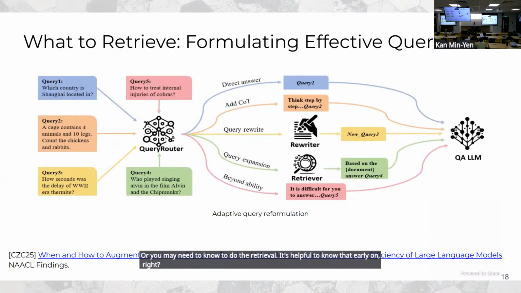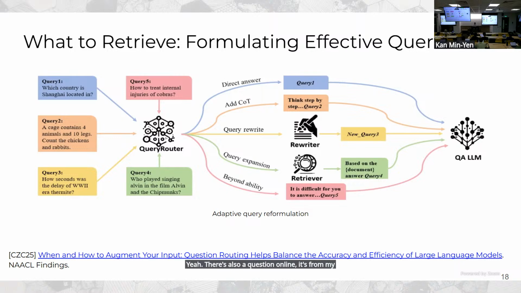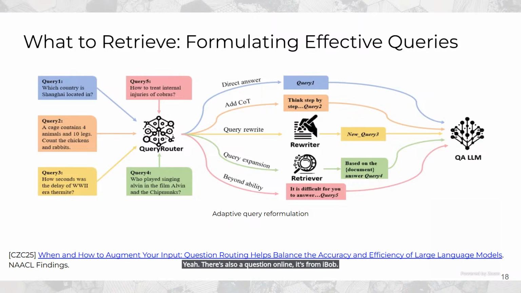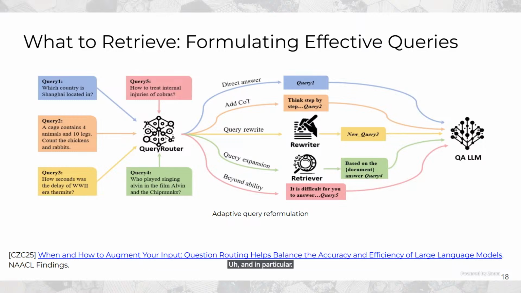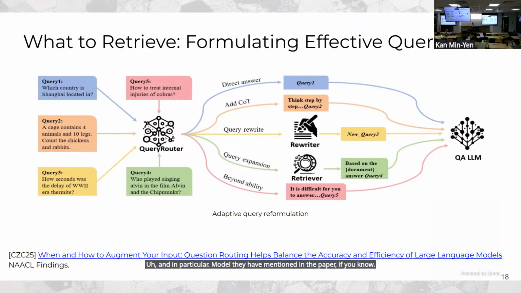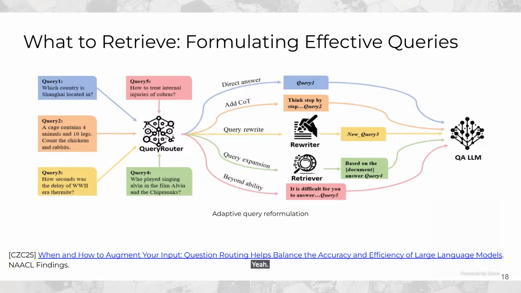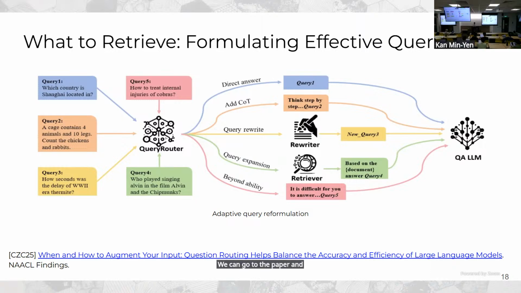There's also a question online from MyBot. I would just want to ask what kind of model are we using in the query router, any particular model they have mentioned in the paper, if you know? So what model is being used in that paper? Okay, we can go to the paper and take a look at what they said.